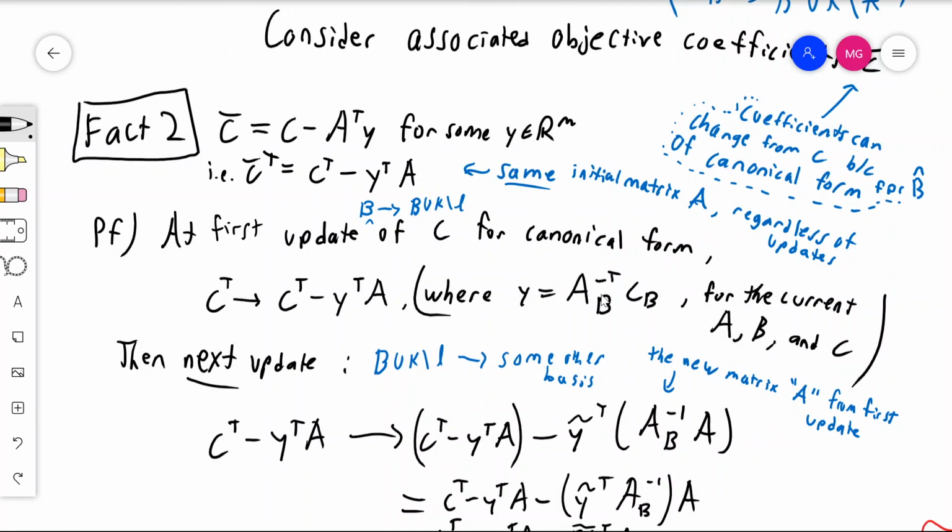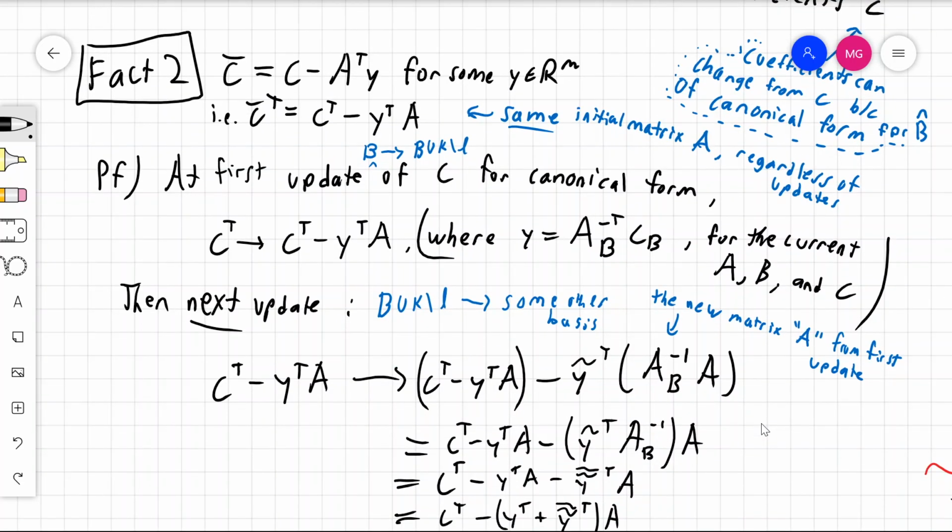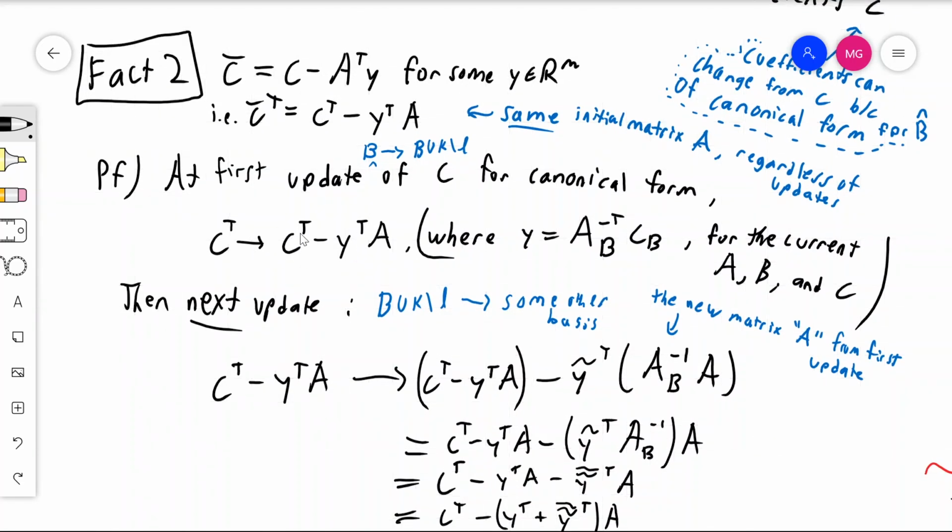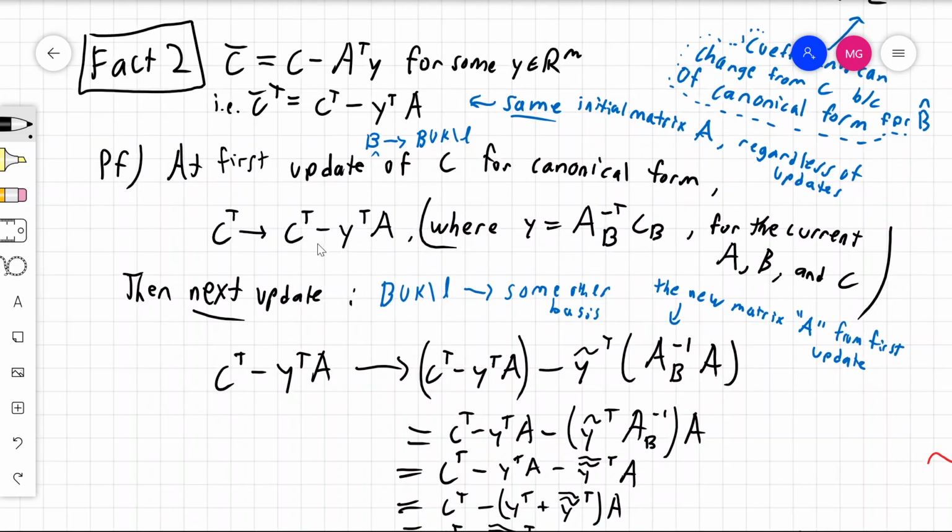And so all this A and this C, I'm talking about this data in terms of the canonical form for basis B. But this is what the C vector becomes for the new basis. Anyways, you can see that it's of the right format here: C transpose minus Y transpose A. That's the format that we wanted. Here we explicitly know what the vector Y is, but I don't need to know in general what Y is. I just need it to be of this format, C transpose minus Y transpose A. Okay, so that was for the first update.